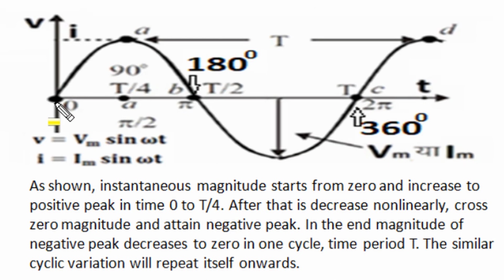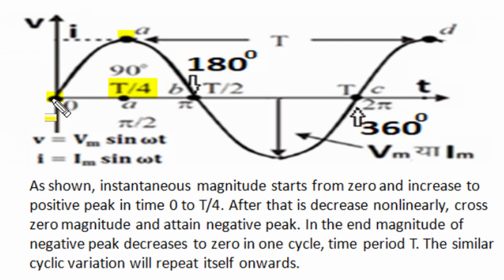As shown in this cyclic variation of a standard sinusoidal wave, the instantaneous magnitude starts with 0 instantaneous value at time t equal to 0, and in the first quarter cycle from 0 to T by 4 it increases from 0 value and attains positive peak in a non-linear fashion.